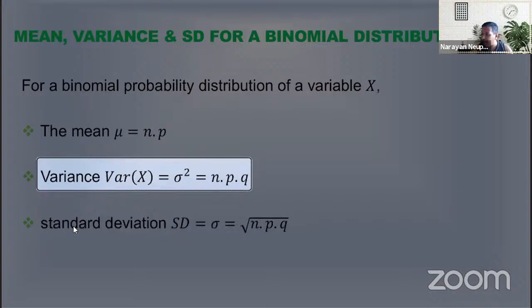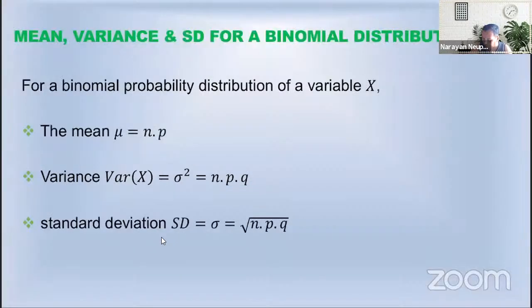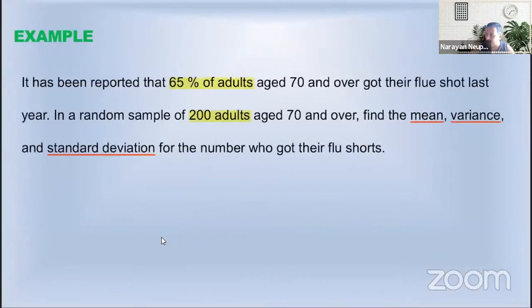So please highlight these three formulas. You'll see that the calculation of mean and standard deviation is much easier for binomial probability distribution compared to the basic discrete probability distribution that we have studied in previous class. When we don't know which type of discrete probability distribution it is, then we use that formula. But if we know that it is binomial, we use these formulas. Okay, let's take an example so that this will be more clear.